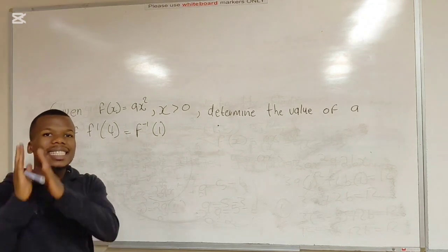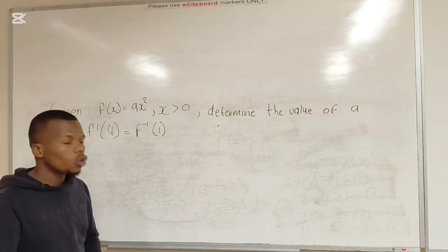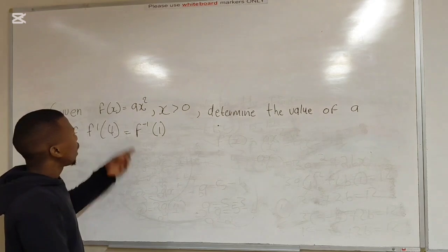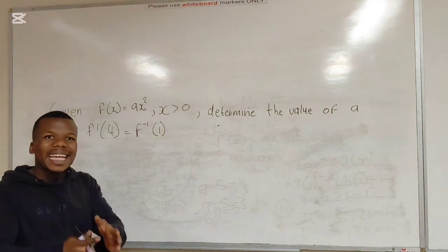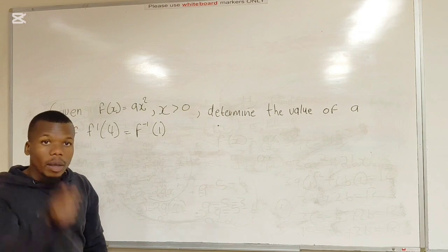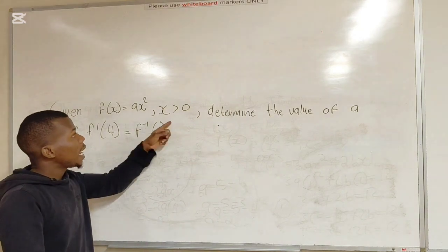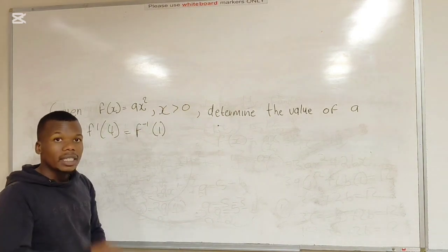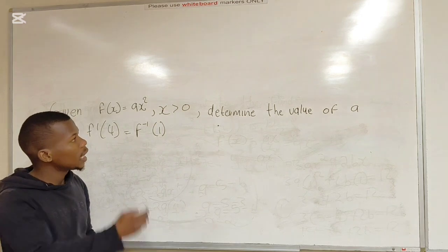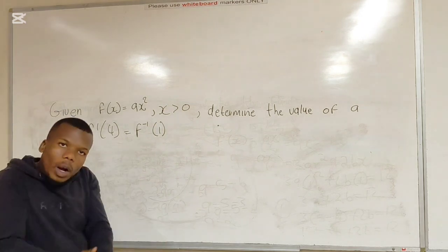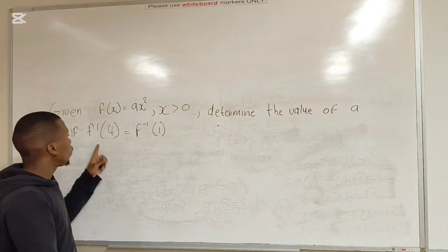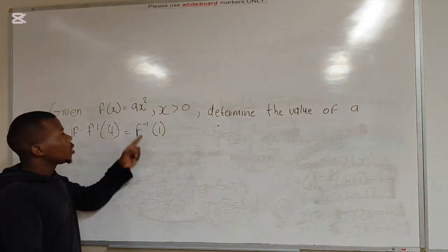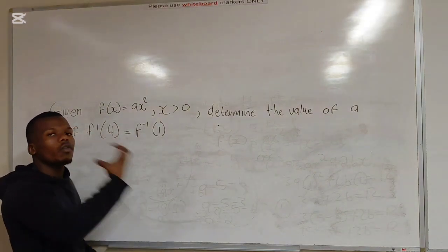Now let's check the statement and the question that we are given today. We are given that f of x is equal to ax squared, where x is strictly greater than 0. Be careful, they didn't say x is greater or equal to 0. They said x must be strictly greater than 0. Then they say to us, determine the value of a if and only if f prime of 4 is equal to f inverse of 1.